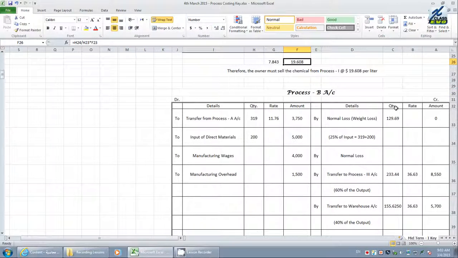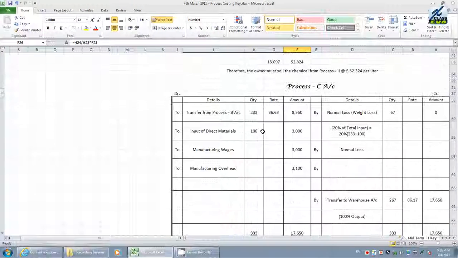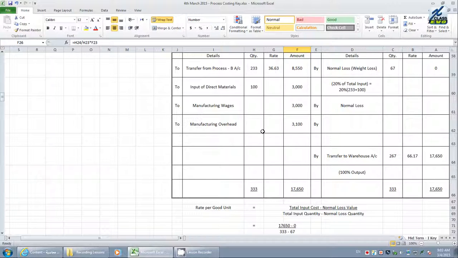This is the same structure, but what is the only difference? Process B receives input from process A. The second process receives input from the previous process, process A. In the same way, process C receives the value from the previous process, called transfer from process B. This is the only link; the remaining is all the same.